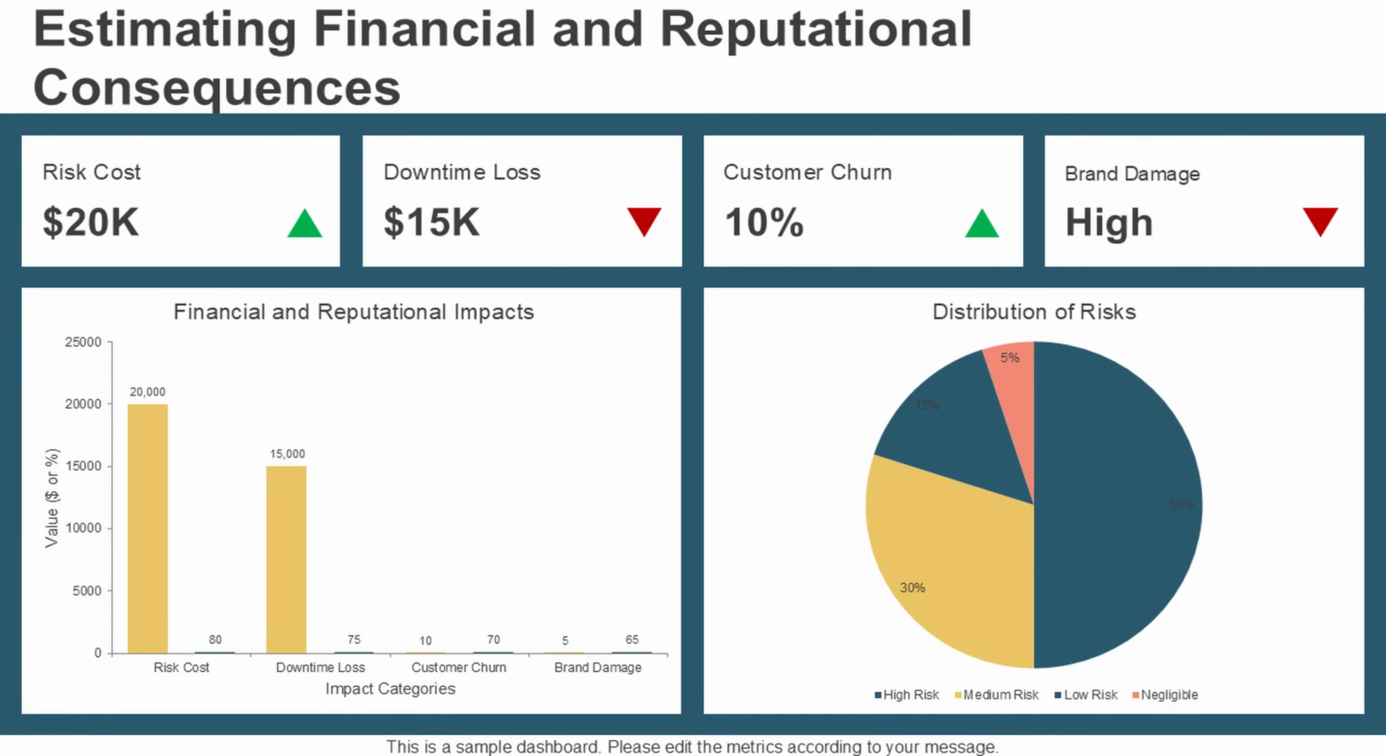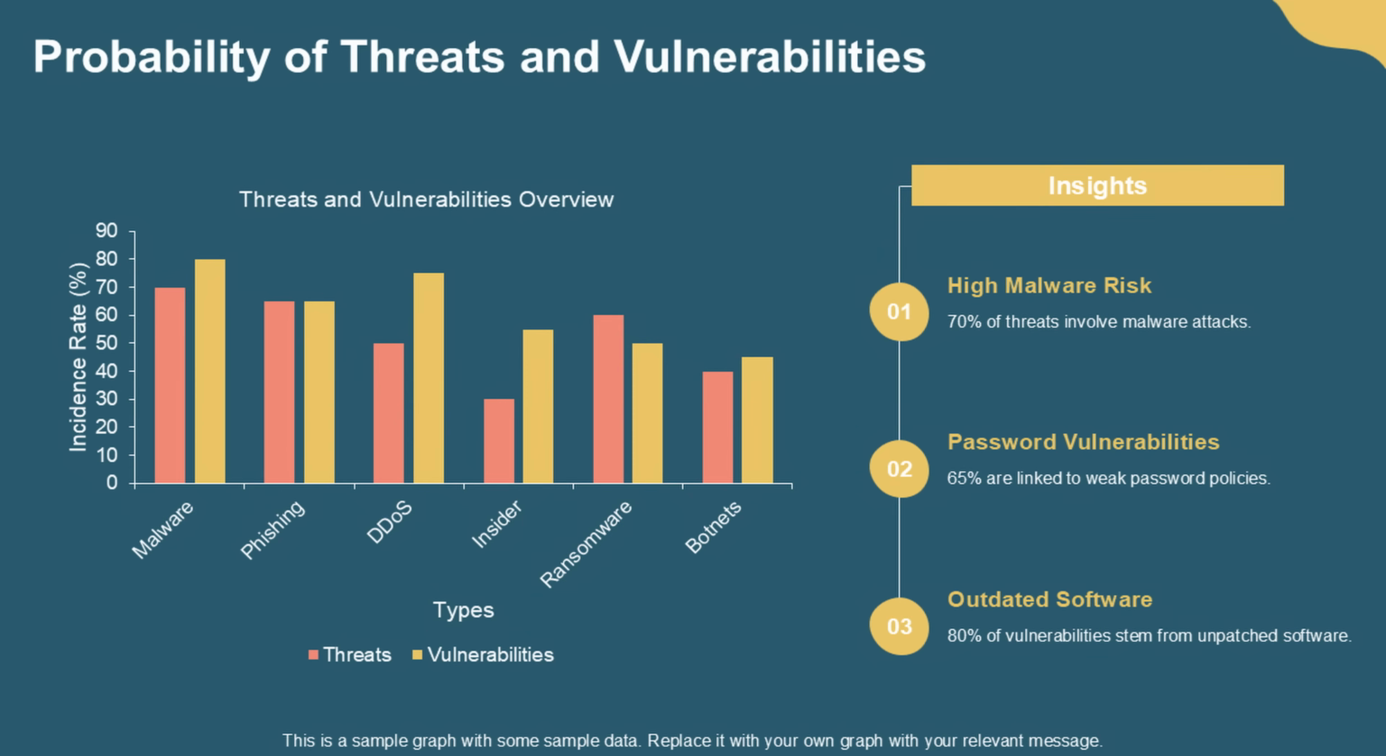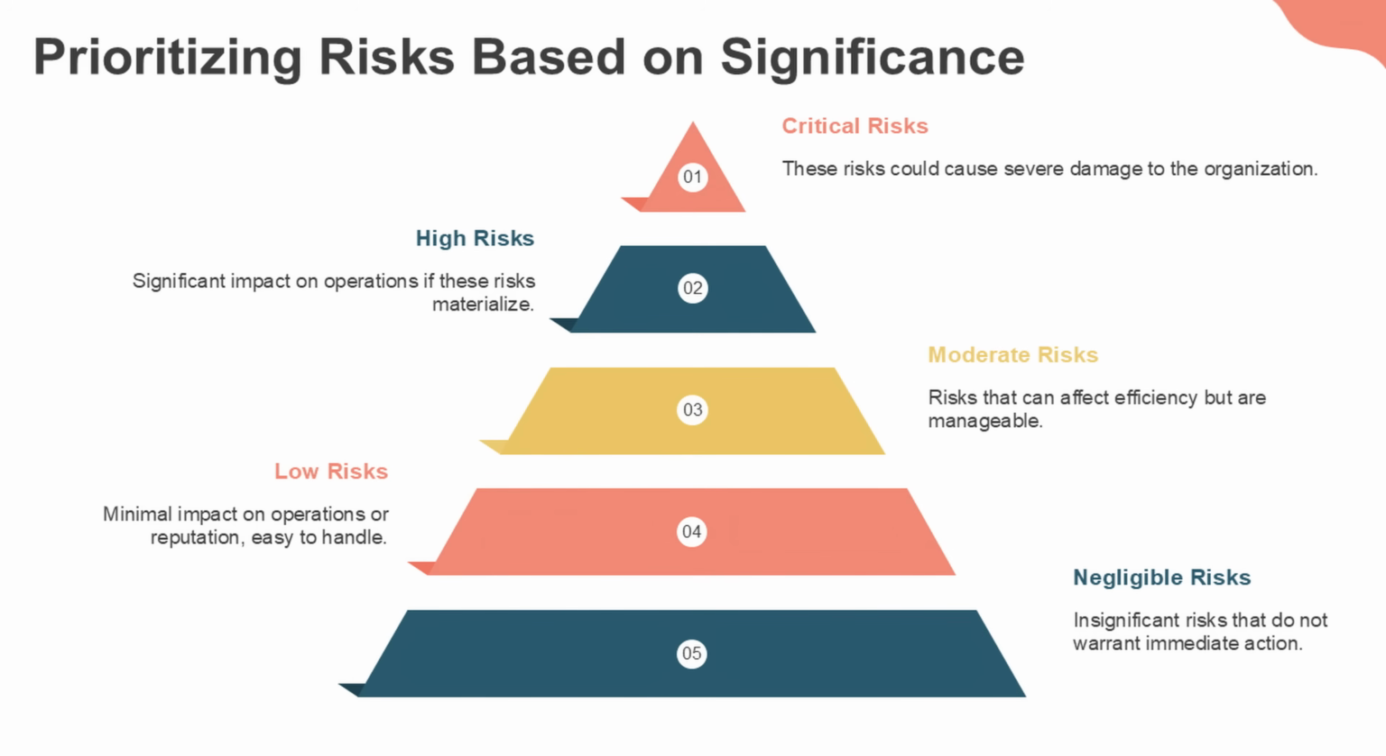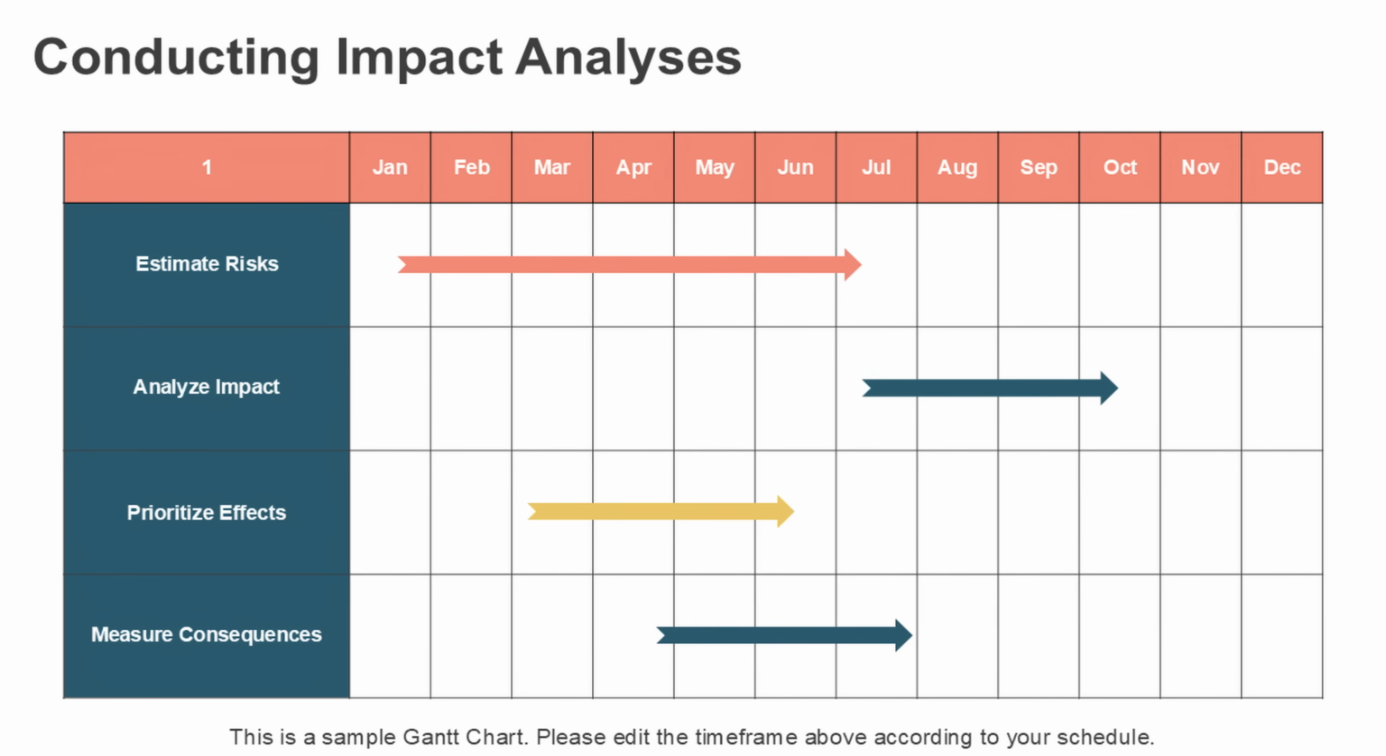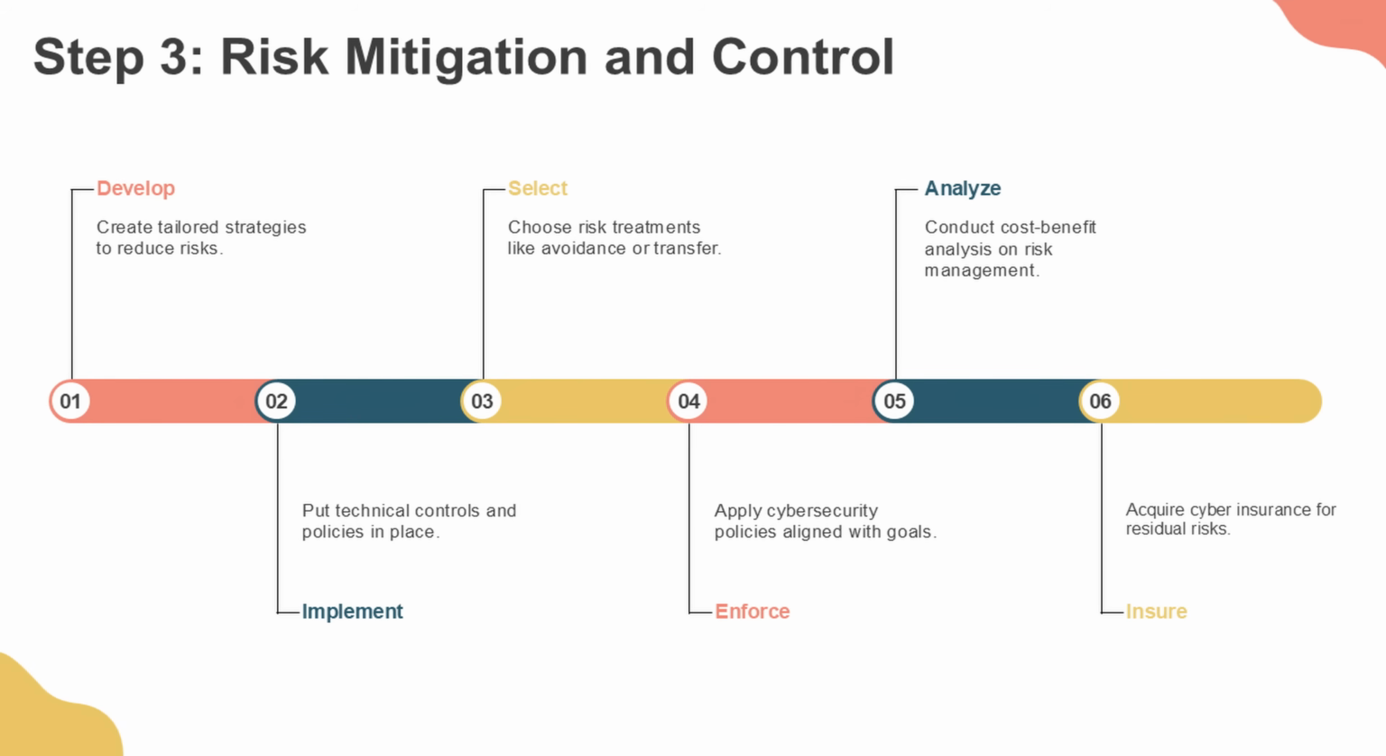Once risks are identified, they must be evaluated to determine their potential impact and likelihood of occurrence. This analytical phase involves estimating the financial, operational, and reputational consequences of each identified risk, determining the probability of threats exploiting specific vulnerabilities, prioritizing risks based on their significance to the organization's operations, and conducting impact analyses to quantify potential costs and business disruptions. Risk assessment transforms abstract threats into measurable business concerns, allowing security teams to focus resources where they'll have the most significant protective effect.